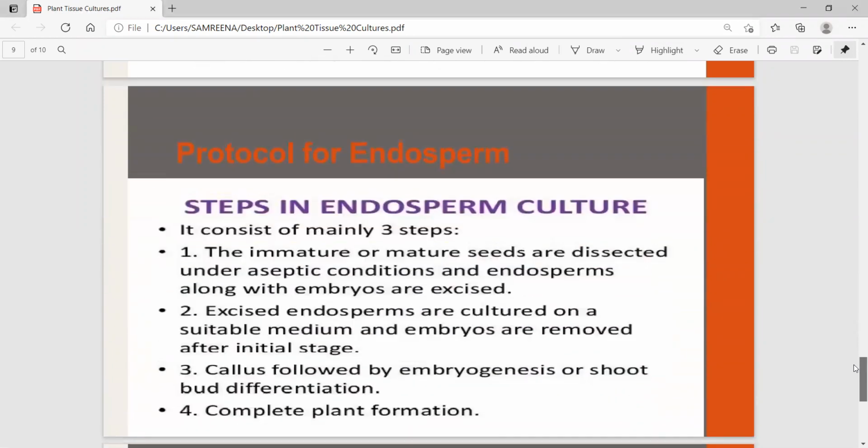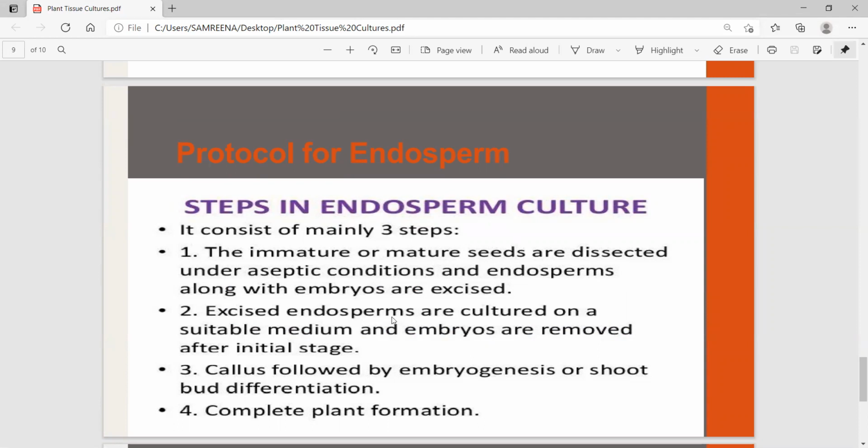Okay, before going to protoplast culture, what is the protocol for endosperm culture? We mainly have 3 steps. The immature or mature seeds are dissected. First, we have to dissect to isolate or get the endosperm. We will take a mature or immature seed and dissect it under aseptic conditions. Endosperm is excised along with the embryo.